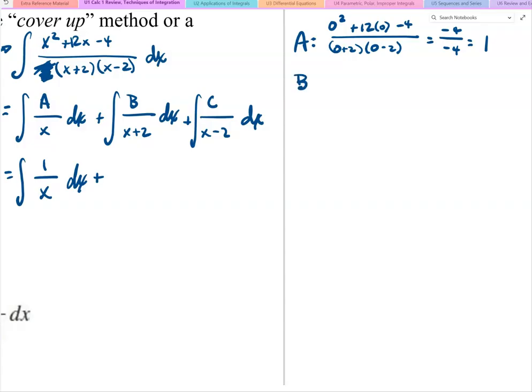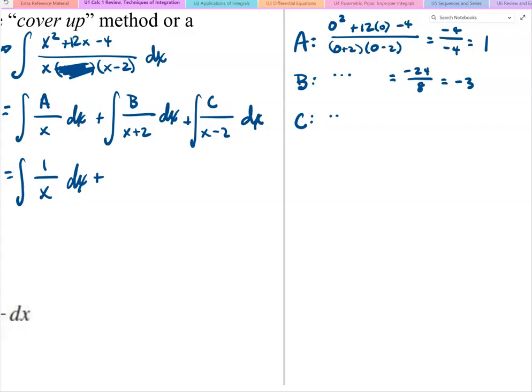Similarly, for b, we're going to cover up the b factor. The number that would make that 0 is negative 2. So I'm going to go through the exact same process, but I'm not going to really show it here. And in the interest of time, we'll just condense the work. I end up with a negative 24 in the numerator and a positive 8 in the denominator. So my b value ends up being negative 3.